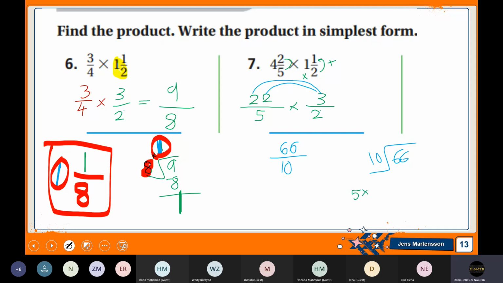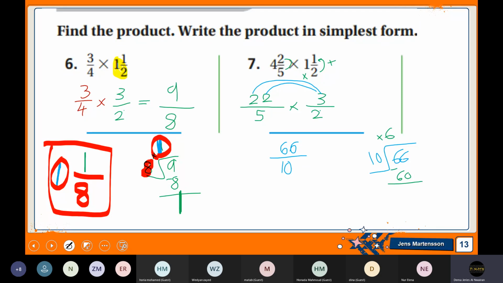Now, 5 times 10 is 50. 6 times 10 is 60. 7 times 10 is 70. So now, where is 66? Is it between 50 and 60 or between 60 and 70? Between 60 and 70. So what will you get, 60 or 70? 60. Bravo. So 6 times 10 equals 60.